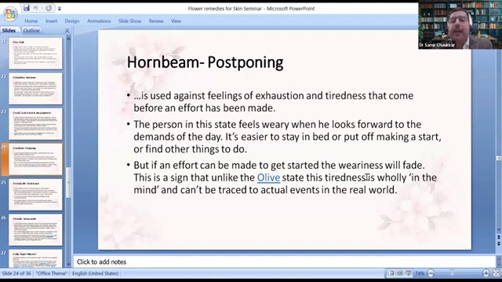The person in this state feels wary when he looks forward to the demands of the day. I just don't want to go to the doctor. The homeopath is going to take a whole history. Doctor, I don't want to do that. I'm just tired of that whole history thing. I don't want to give my history. So they are tired even before doing anything. That is hornbeam. There's another drug called olive, which is tired after doing the things. So tired before starting anything is hornbeam. Tired after doing something is olive.